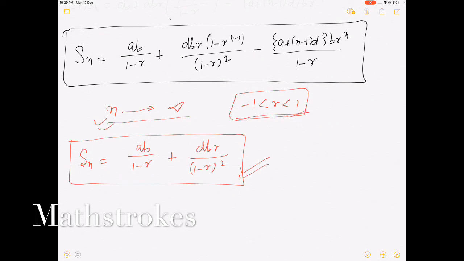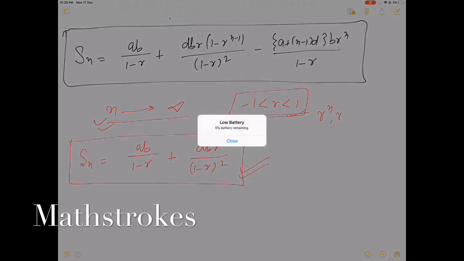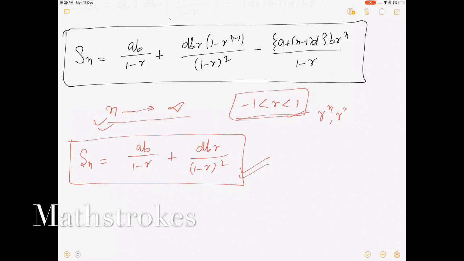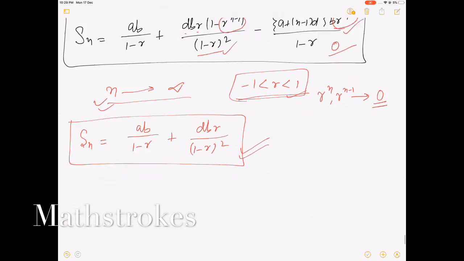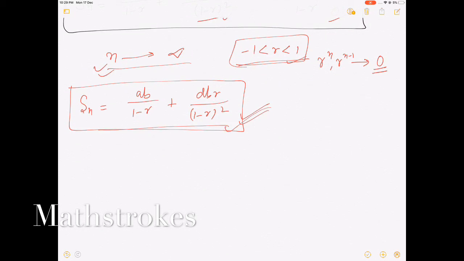How? As r is less than 1, r to the power n and r to the power n minus 1 tend towards 0. So here the r to the power n term becomes 0, and this term again becomes 0. Then I am left with dbr upon 1 minus r square. So this is the sum when these conditions are provided.